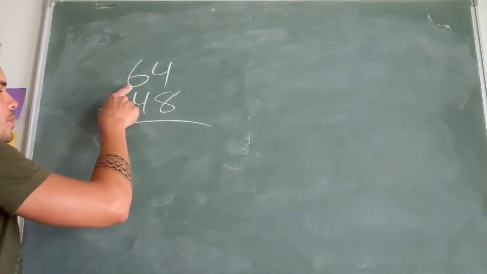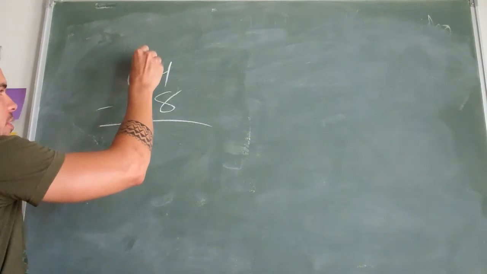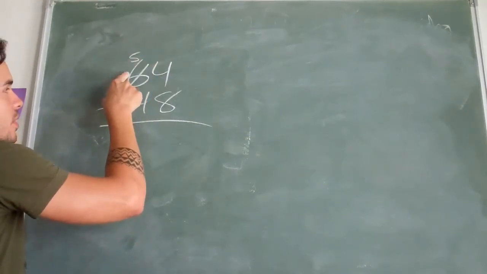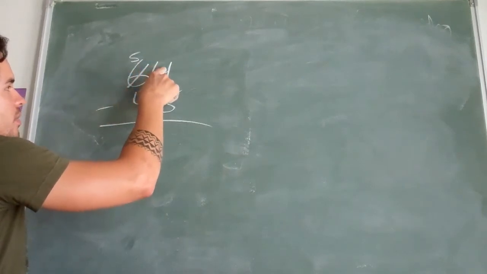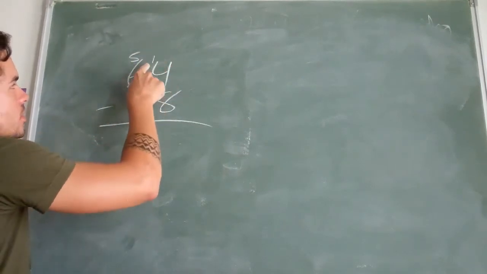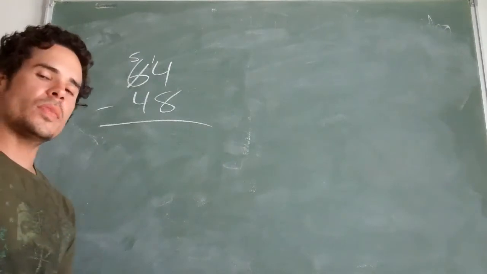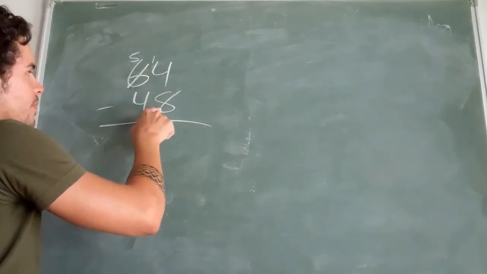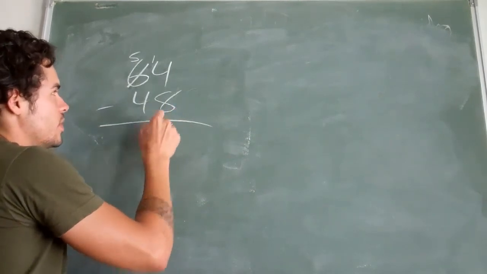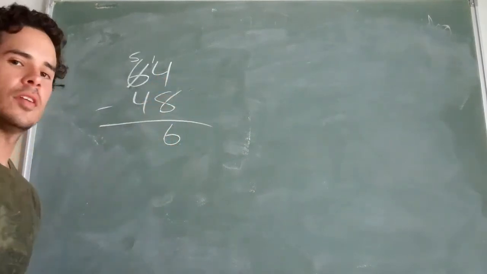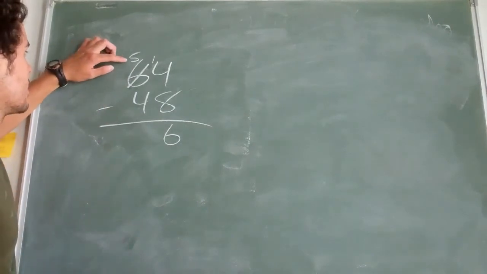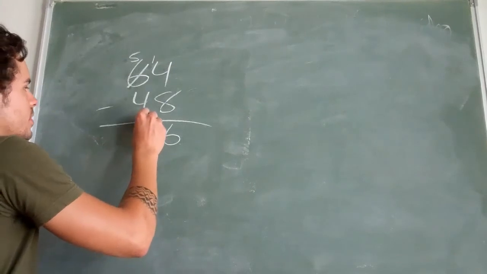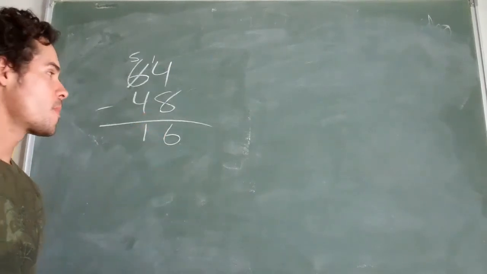Okay? So, if I borrow 1, I'm going to cross this number out, and then I'm going to make it a 5 because I'm going to subtract 1, and then I'm going to add 1 right here. So now it's 14. Now I can subtract 8 from it. 14 minus 8 is 6. Next, since this 6 is now 5, I'm going to say 5 minus 4, which is just 1.